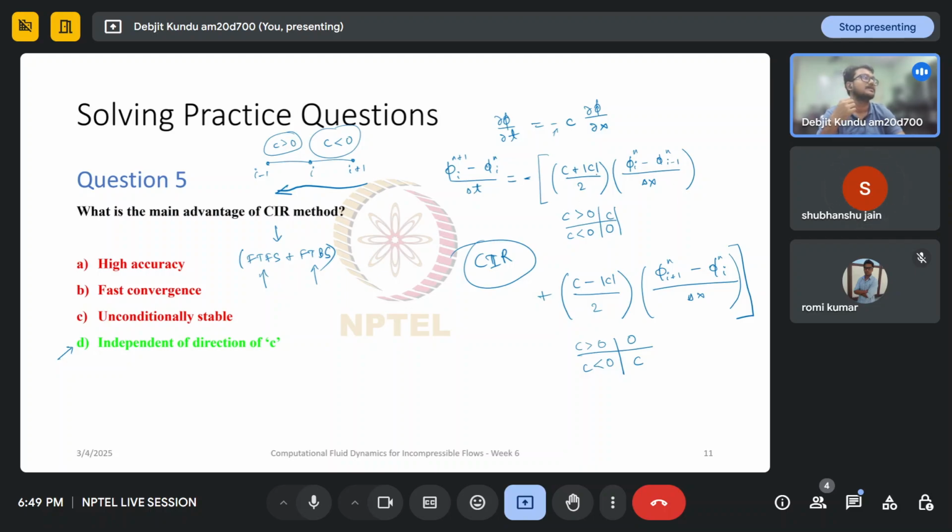Okay, sir. So the main property of these terms is that, depending on the value of C, one of the two terms will go off and the other term will stay on. And the one that stays on is the correct one. That's the main advantage of using the CIR method.